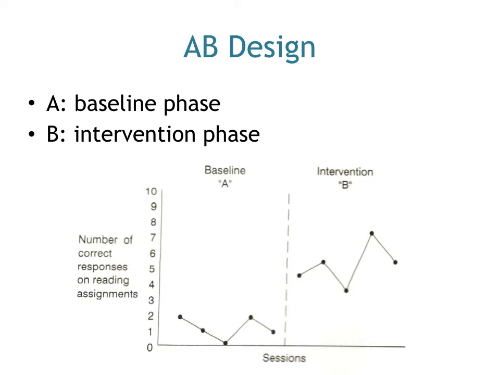So you will have more than 3 baseline points, but in this graph, this teacher has 5 baseline points, you see, right? And then the target behavior was number of correct responses on reading assignment. So before you introduce intervention, she has 5 baseline sessions. She just observed without help or without intervention, and the correct response was really low.